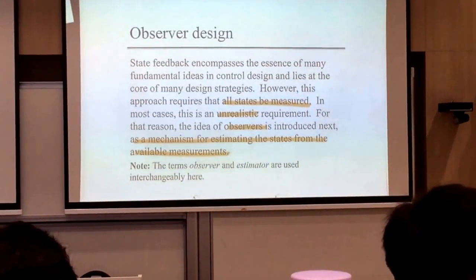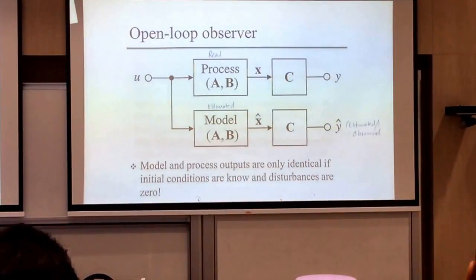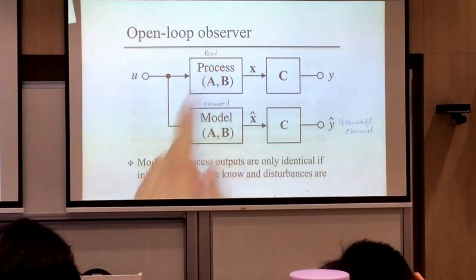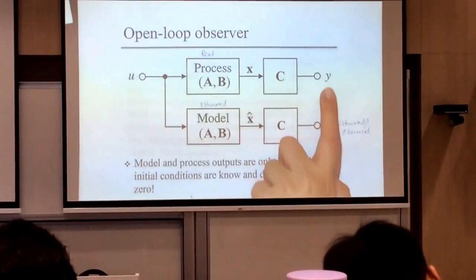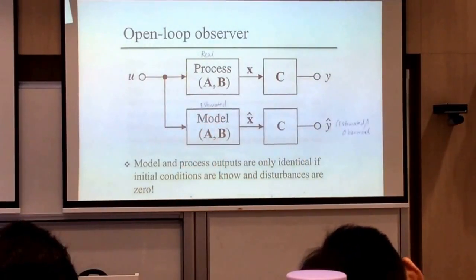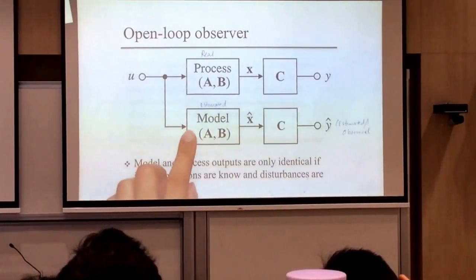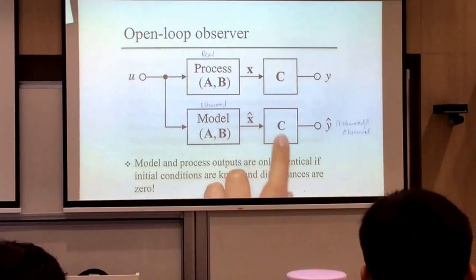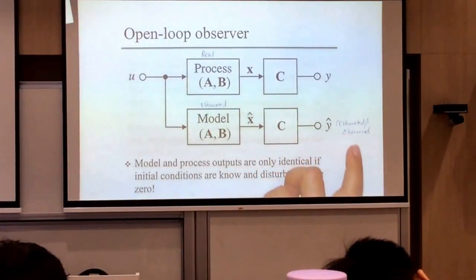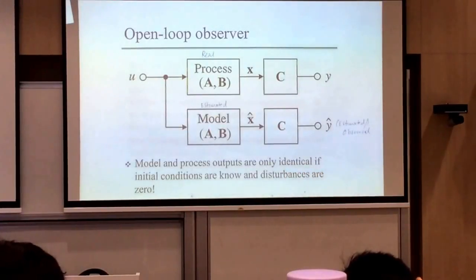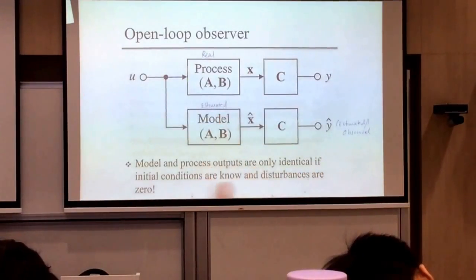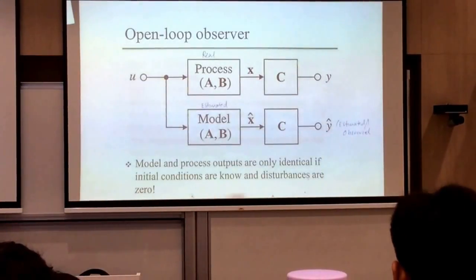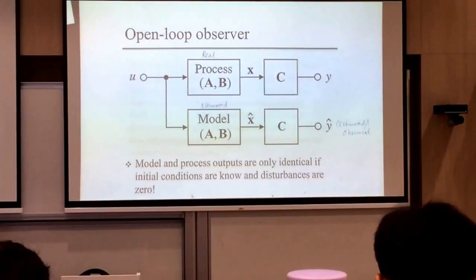An open loop observer looks something like this. The real plant: if you have input u, you get y. The estimated model: you put in the same input u, you get x hat, which are the estimated states, and through C, you get y hat, the estimated, so-called observed output. The model and process outputs, y and y hat, are only identical if we know all initial conditions and all disturbances as well.